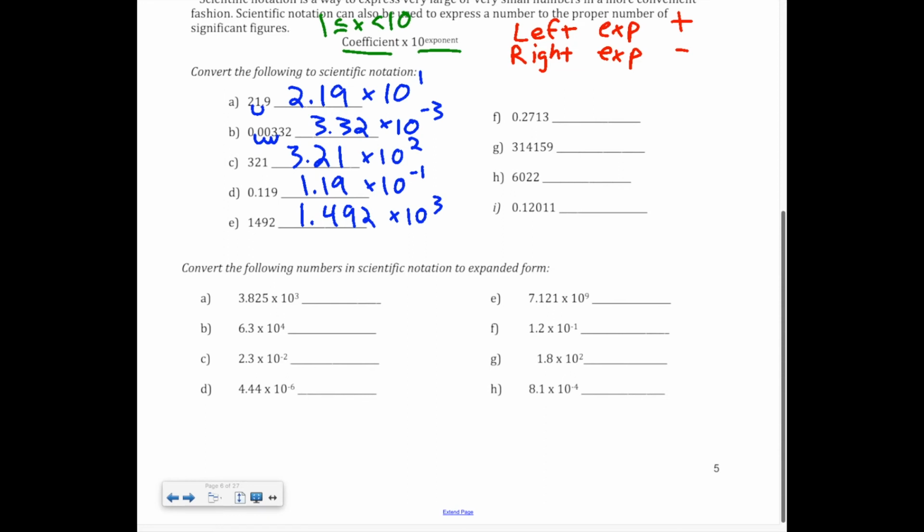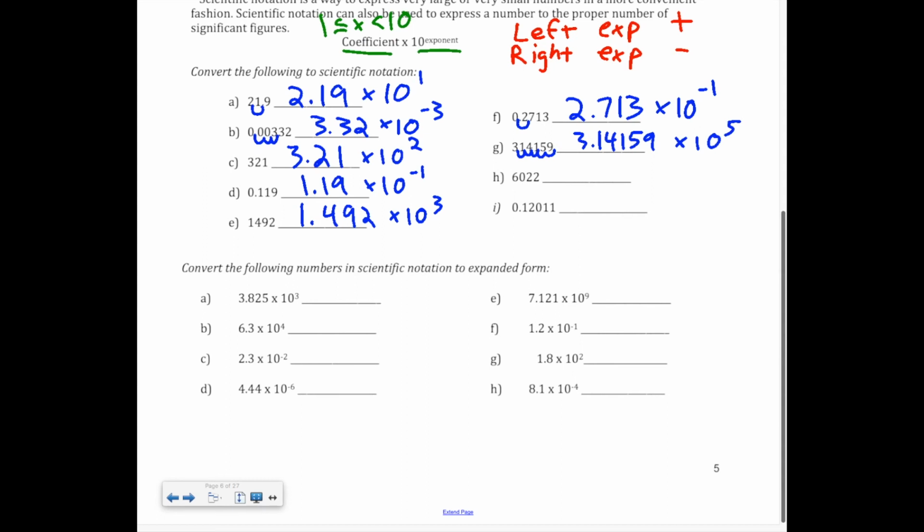For F, 2.713 times 10 to the minus 1. Notice how I moved the decimal place one place to the right, so my exponent is -1. For G, imagine a decimal place. Move it 1, 2, 3, 4, 5 places. So it's going to be 3.14159 times 10 to the 5. We moved it 5 places.